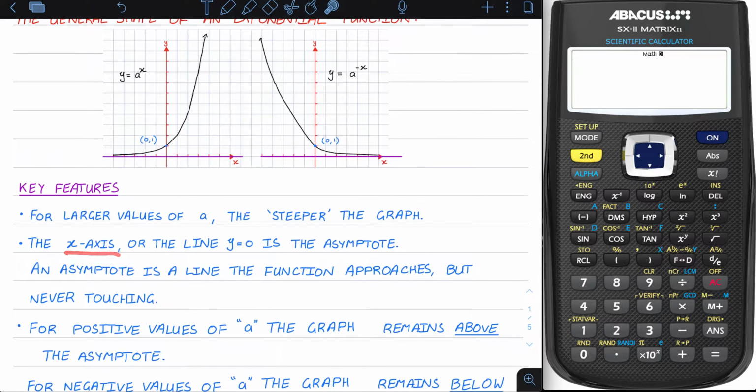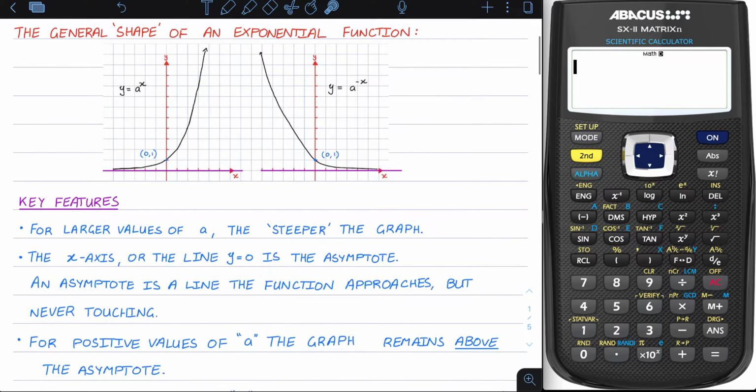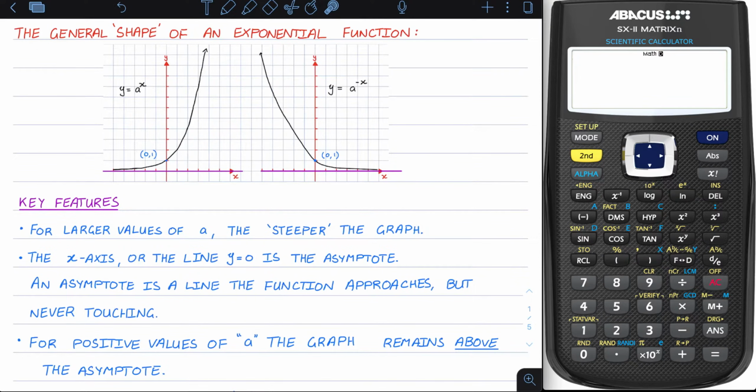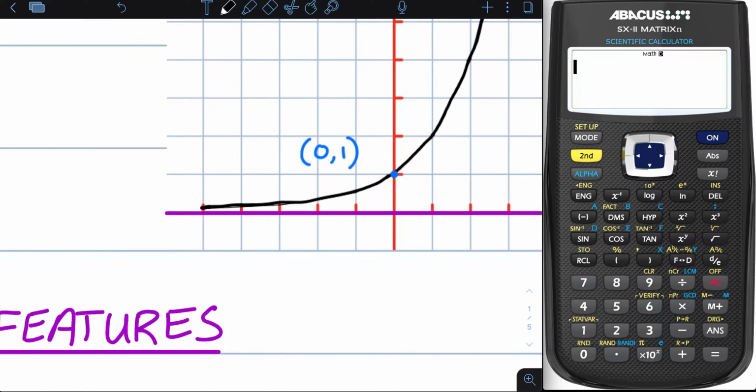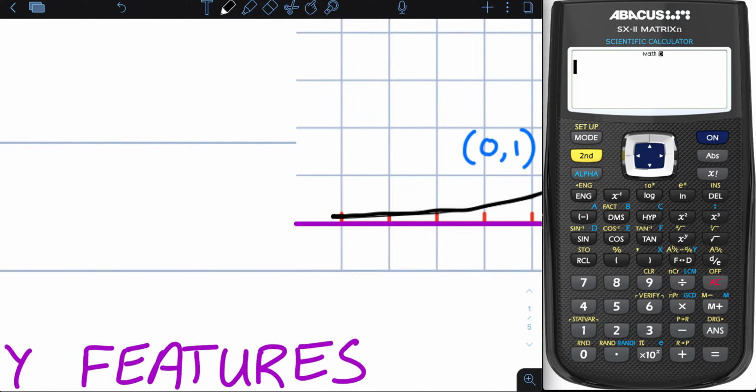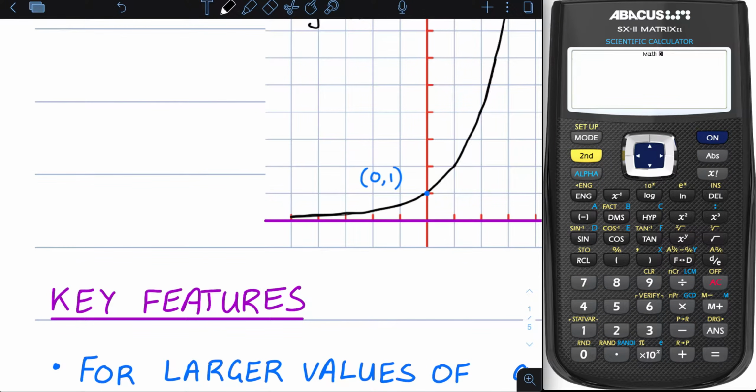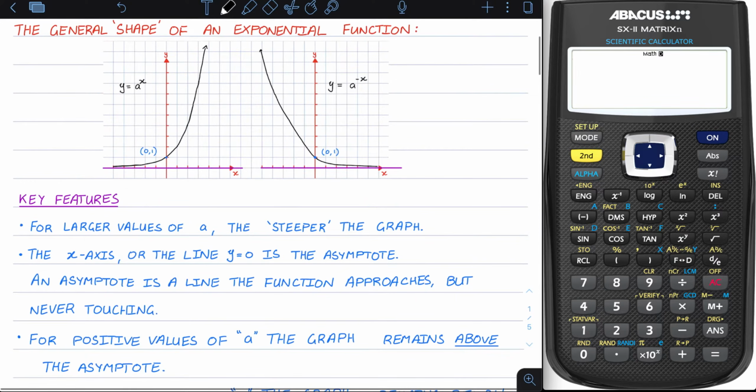The x-axis, or the line y equals 0, so in this case, this purple line here, is known as the asymptote. An asymptote is a line that the function approaches but never touches. So for example, zooming in here, even though it appears that this line will eventually go through this purple line, what is actually happening is that it's getting closer and closer, but it will never hit that purple line. That is called an asymptote.